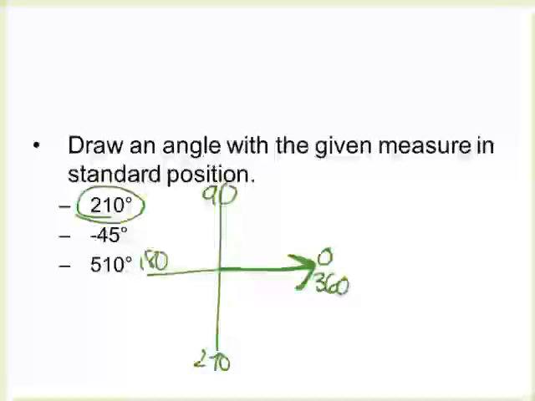So if I want to go 210 degrees in a counterclockwise direction, starting from that 0 line, I'm going to go past the 180 and land somewhere down here. How much past the 180 did I go? For 210, 30 degrees past the 180. 210 is 30 more than 180. So I'm going to go to the 180 and then go 30 degrees past that.